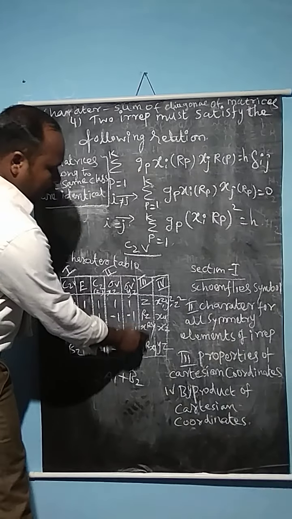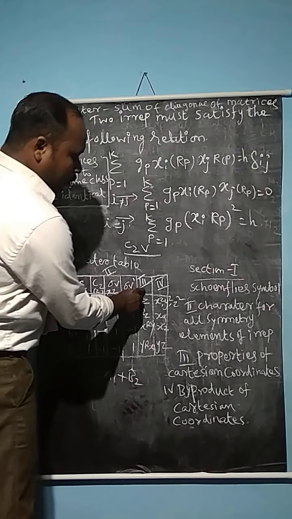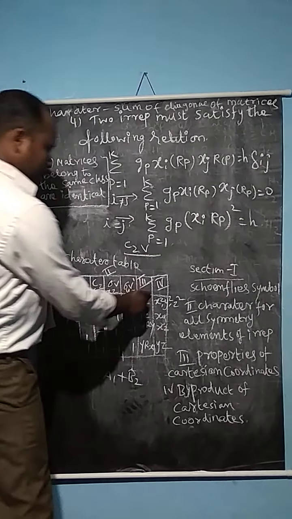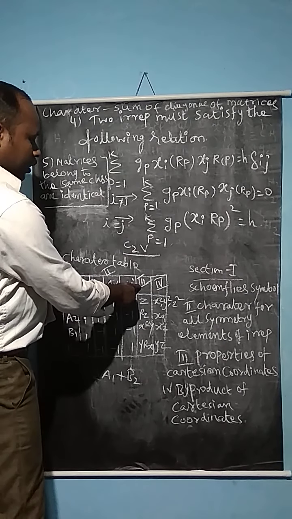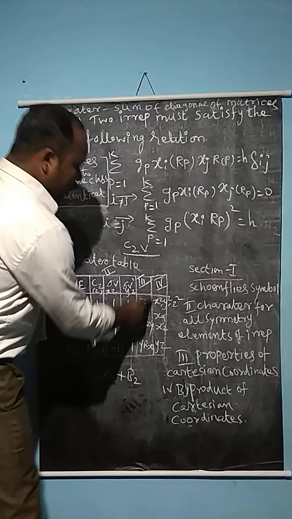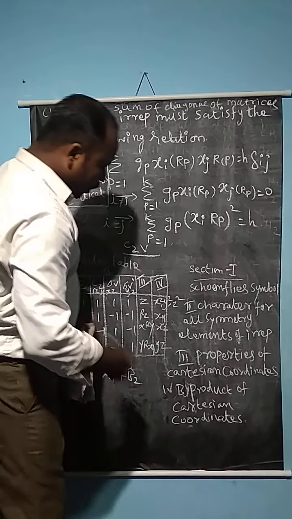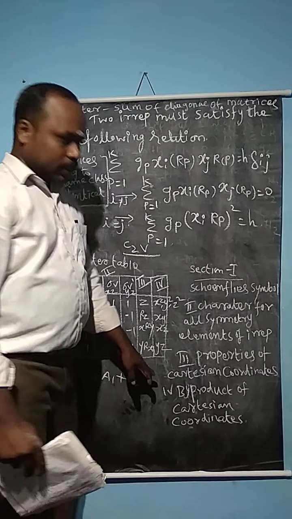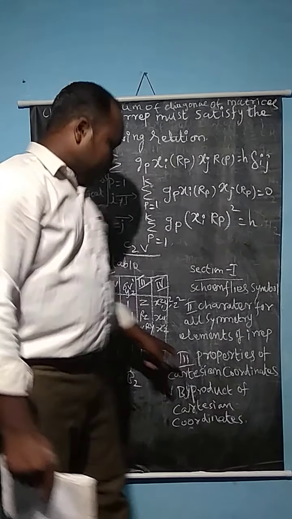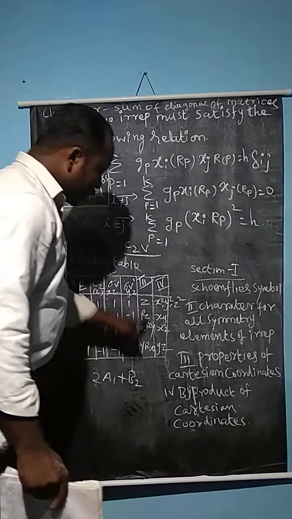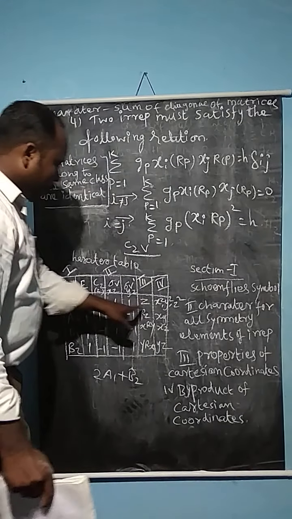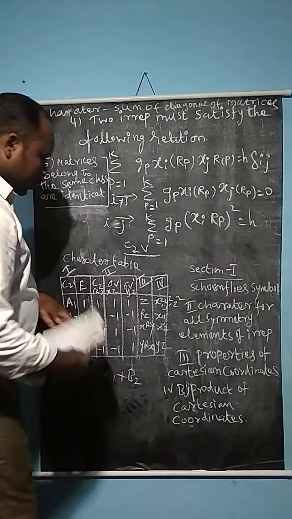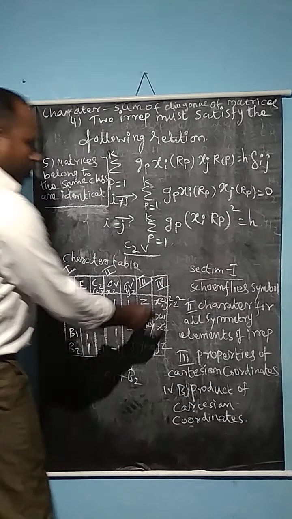So the third section explains the properties of Cartesian coordinates. Cartesian coordinates, we know that the x, y and z axes are called Cartesian coordinates. So I have written here the z axis because C2 belongs to the z axis, or x or y or z. Here is the fourth section, the binary product.